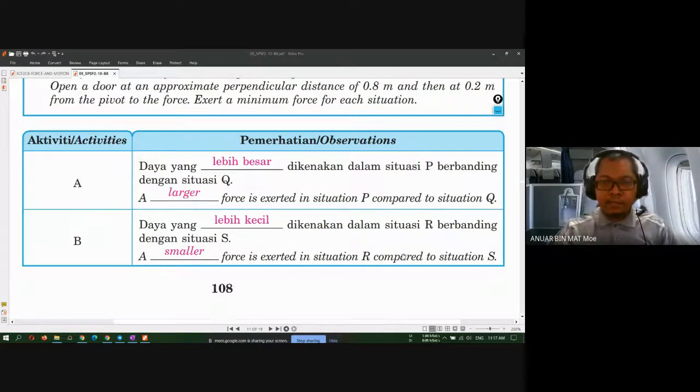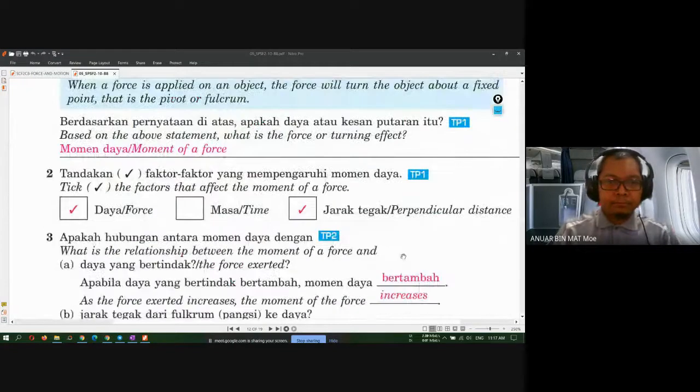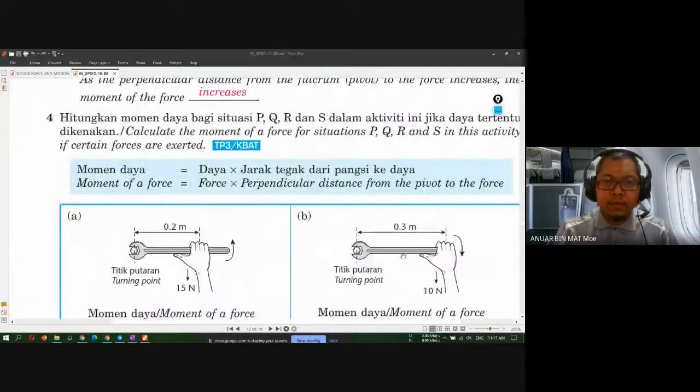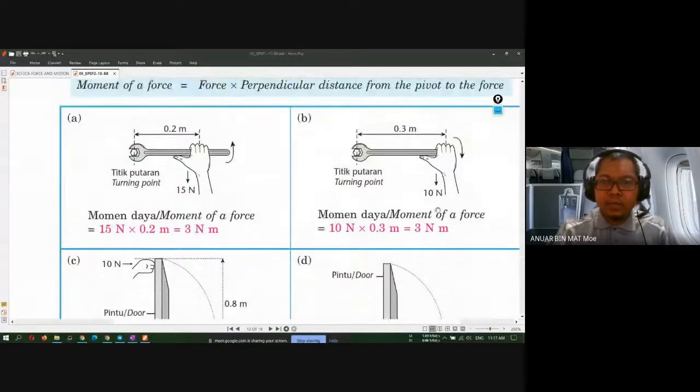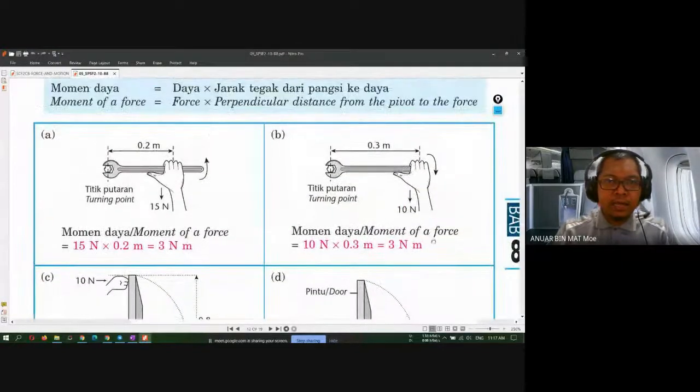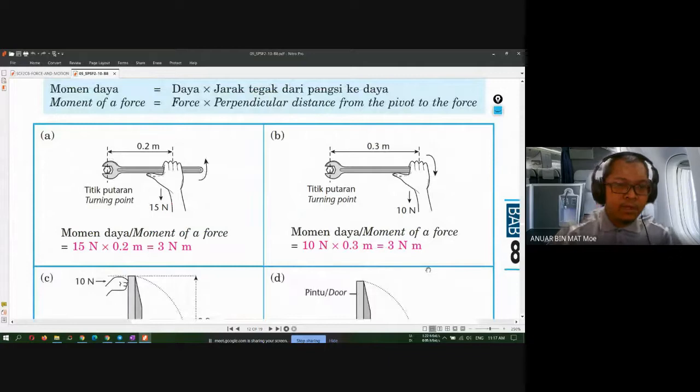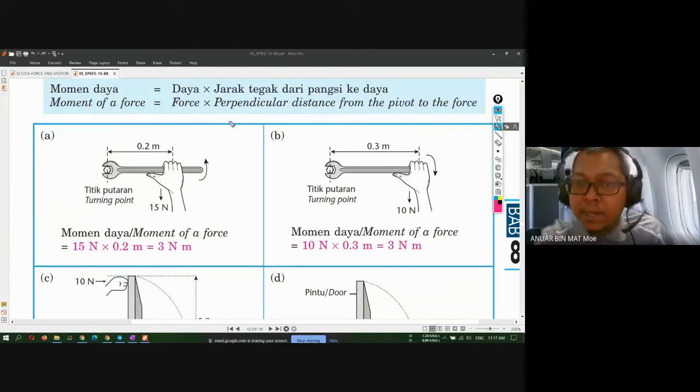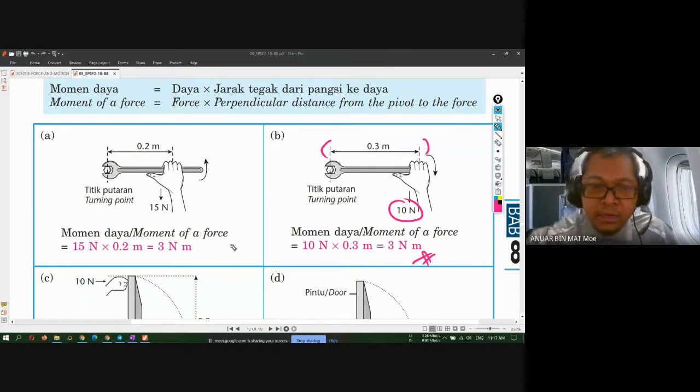Okay. Next one. Any question here? I just jump to the calculation only. Very simple one. You just multiply the distance and the force here. So you get the moment of force. Okay. I think this is very straightforward and very easy. Not divide. You just multiply the perpendicular distance from the pivot to the force and then the force itself. So you get here the answer is 3 Newton meter.